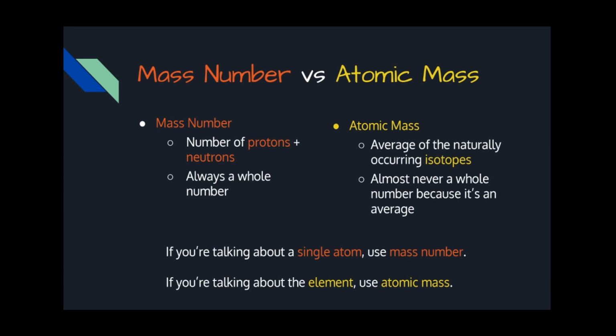Again, when you're talking about a single atom, use mass number. If you're talking about the element, if we're talking about a very specific carbon atom, we're going to use mass number. But if we're talking about carbon as a whole, we'll use atomic mass.